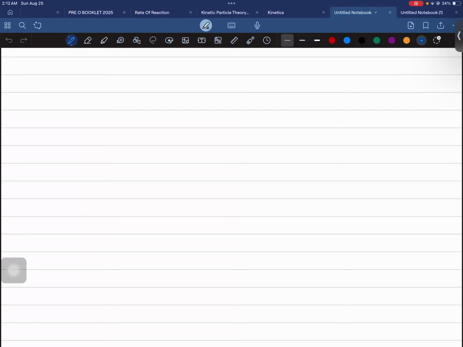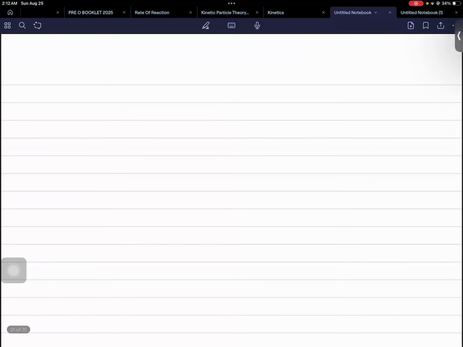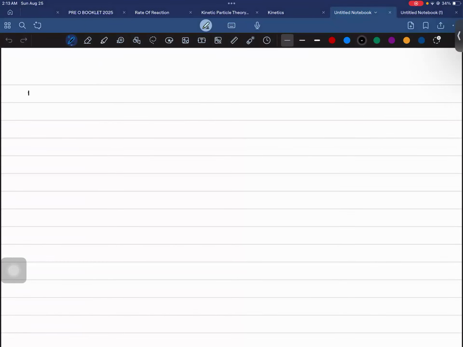So after doing bromination and hydrogenation, we are going to discuss hydration. Hydration is addition of water. Like hydrogenation was addition of hydrogen, bromination was addition of bromine. So hydration is addition of water.